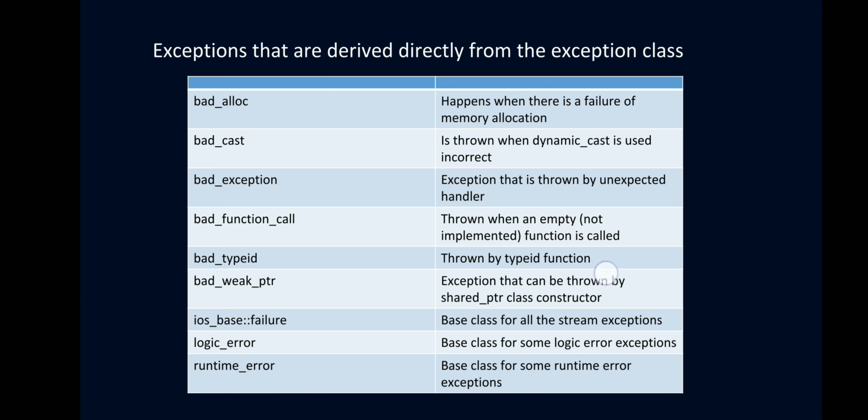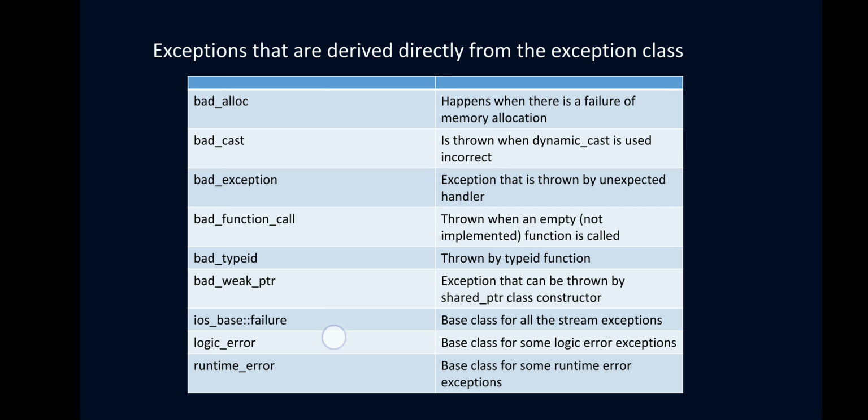Now let us see in this slide, where I have given a few standard exception classes. Like the exception class, we have the bad alloc exception. This is one of the important exceptions. It generally happens when memory is not allocated properly. Generally this happens when we are using the new operator. By using the new operator, if I try to allocate the memory, then this bad alloc exception is caused.